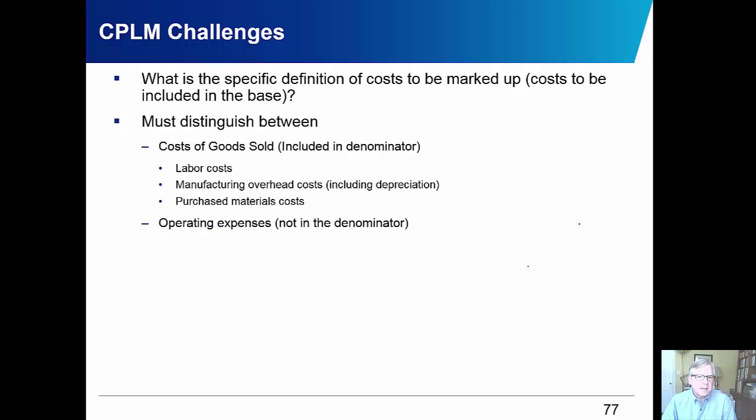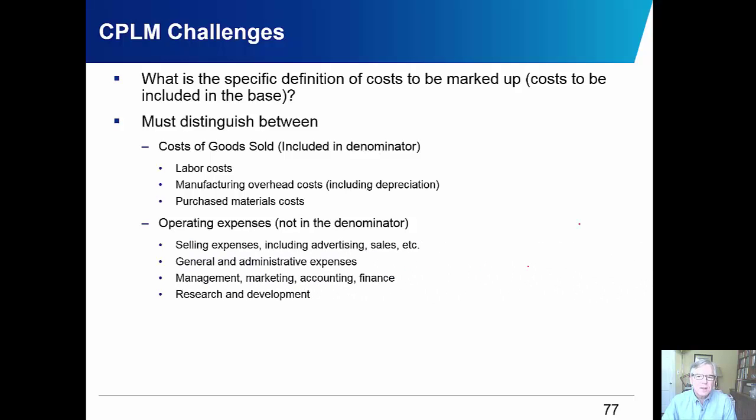What's not in that cost base are the operating expenses. They're not in the denominator when you're calculating the cost plus. These would include such things as the selling expense, including any advertising, the general and administrative expenses. In fact, you'll often see operating expenses in a financial statement listed as the SG&A, the selling, general, and administrative expenses. It would also include charges for management, marketing, accounting, finance, and can include research and development.